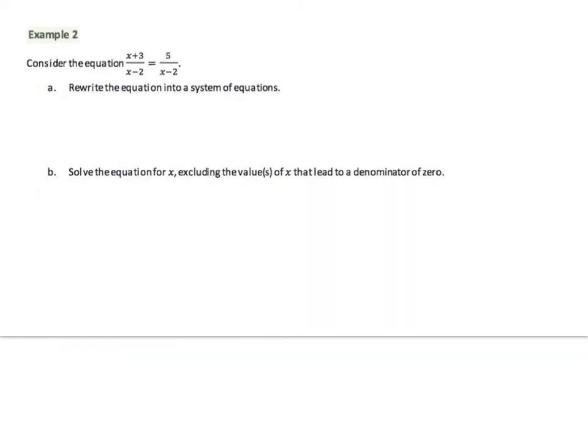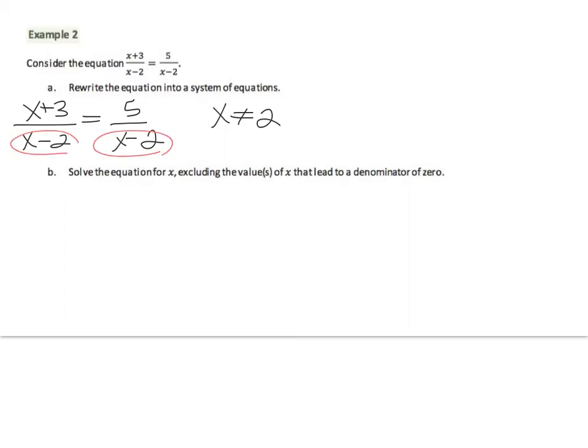Consider this next equation. Rewrite the equation into a system of equations. I'm going to just rewrite my equation. Equals 5 over x minus 2. So x cannot equal 2. All I did was look at the denominators, which are the same, and said x cannot equal 2.